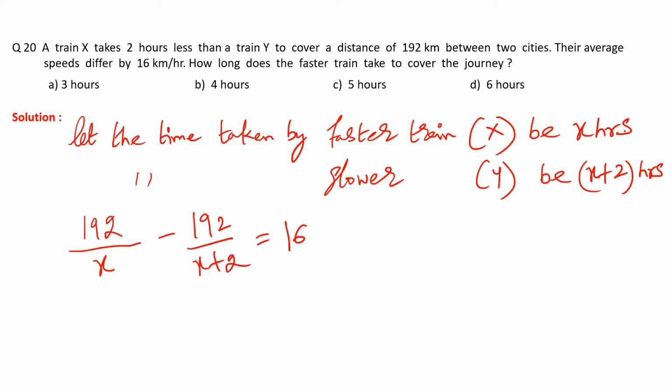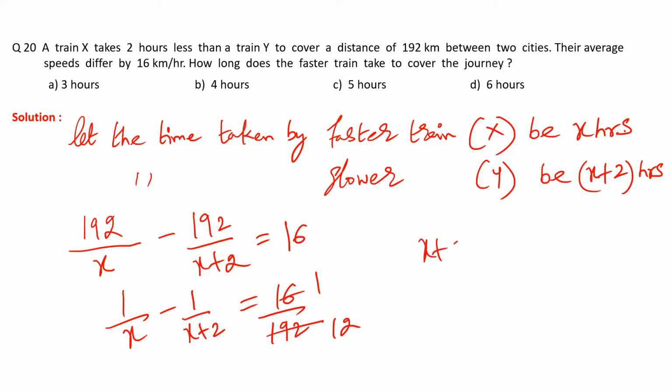Why have I written this equation? Because 192 upon x represents the speed of the faster train, and 192 upon (x plus 2) represents the speed of the slower train. Now if we divide the entire equation by 192, it becomes 1 upon x minus 1 upon (x plus 2) equal to 16 upon 192. And this is 1 upon 12. Now just simplify this equation by taking the LCM on the left hand side. It becomes (x plus 2 minus x) upon x into (x plus 2) equal to 1 upon 12.